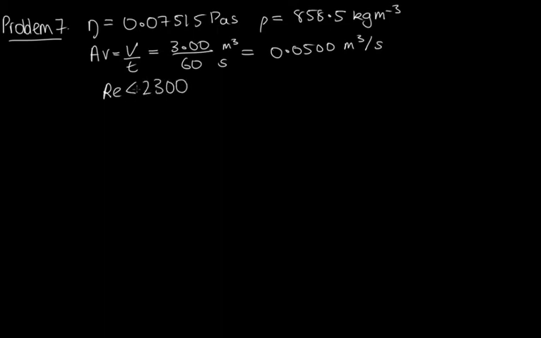And so to avoid turbulent flow completely, we need a Reynolds number which is less than 2,300. At 2,300, we start to move into turbulence. At 4,000, it's completely turbulent. So if we're trying to avoid it, we should try and keep the Reynolds number less than this.